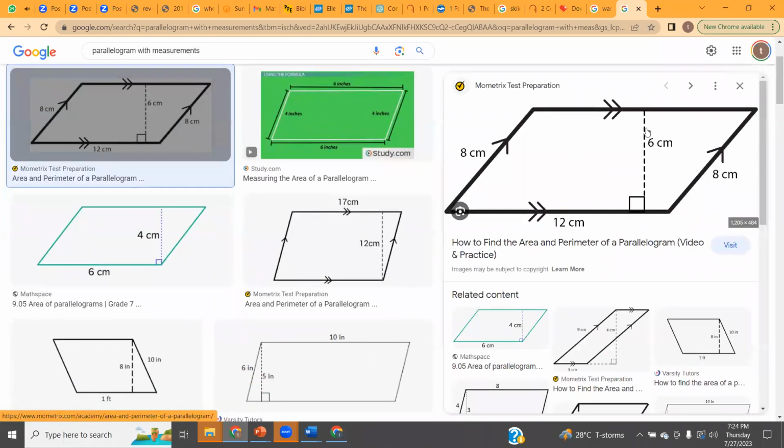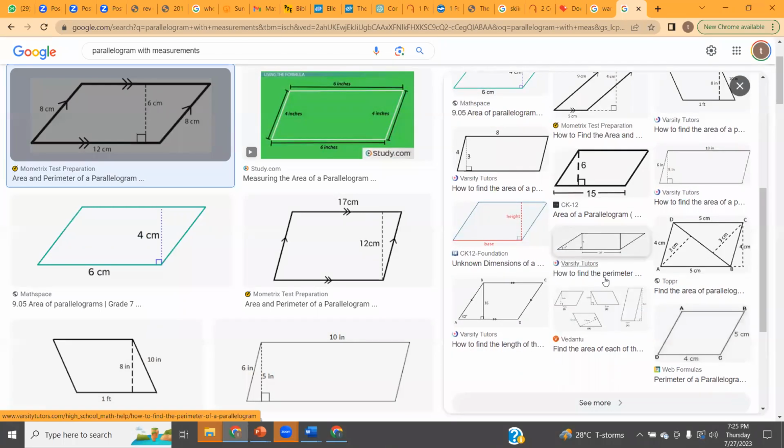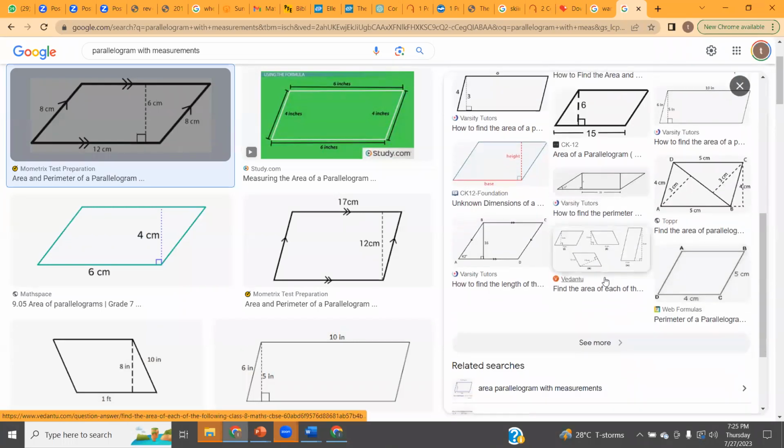What gives this away as a parallelogram? Well, the first thing is, what can we say about the opposite sides? Like this side is what? 8 centimeters, and the other side is what? 8 centimeters. This side is what? 12 centimeters. And the other side must be what? 12 as well. Because opposite sides are equal in measure or in length.